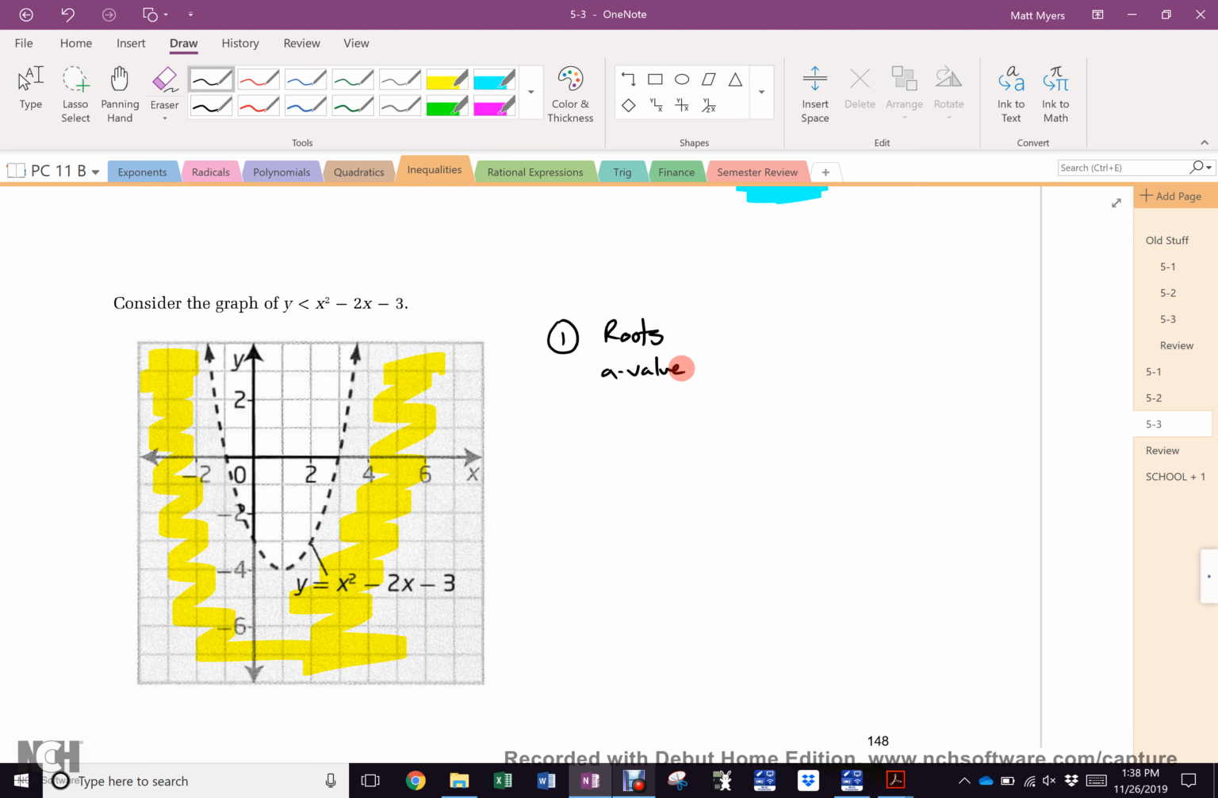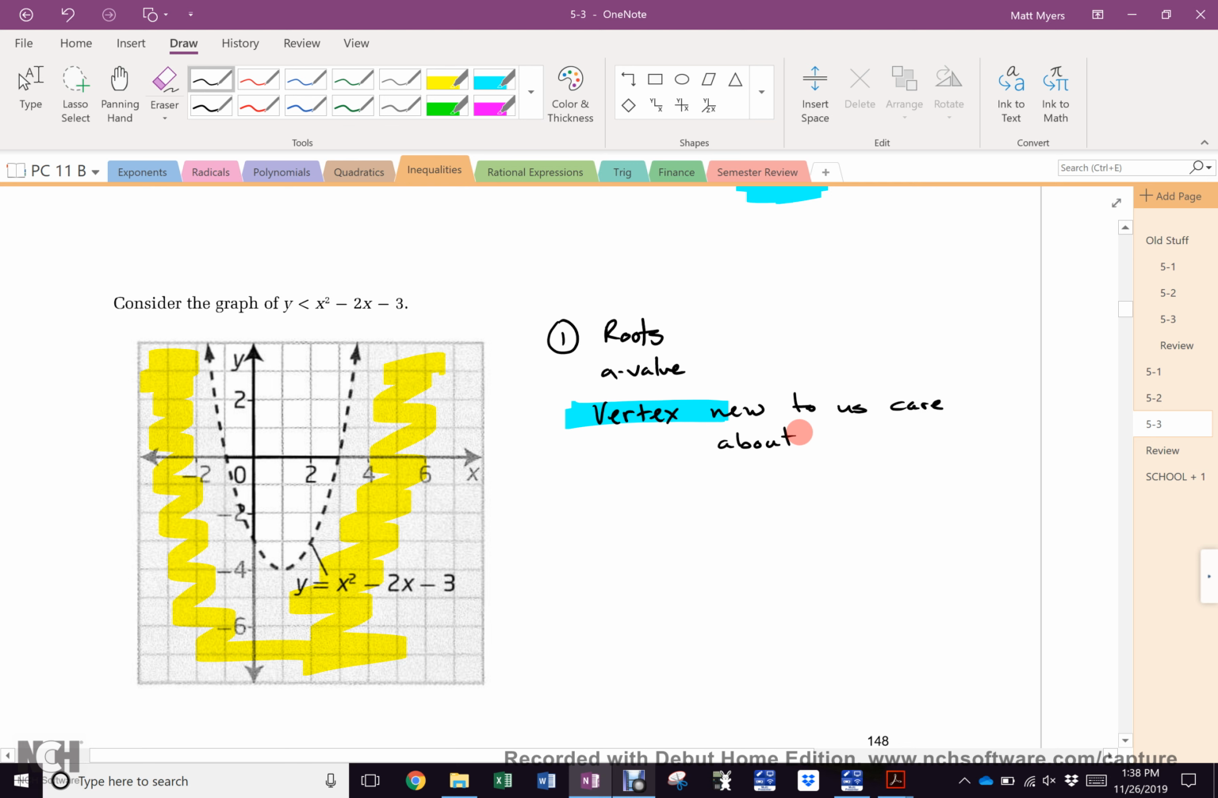What do I need before I can check the a value? Vertex. Did we care about the vertex before? Why not? Because there was only one variable, so we didn't care about y, did we? Do we have two variables now? So is vertex important now? So I'm going to highlight that because that is new to us to care about, right?